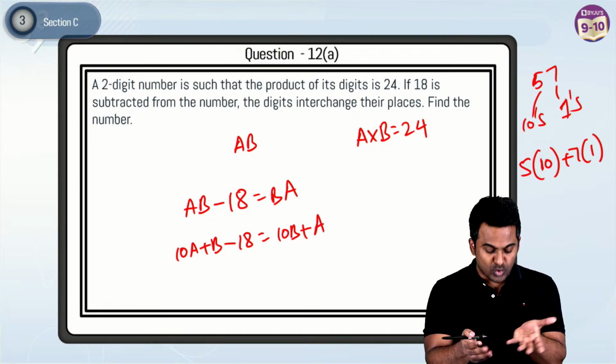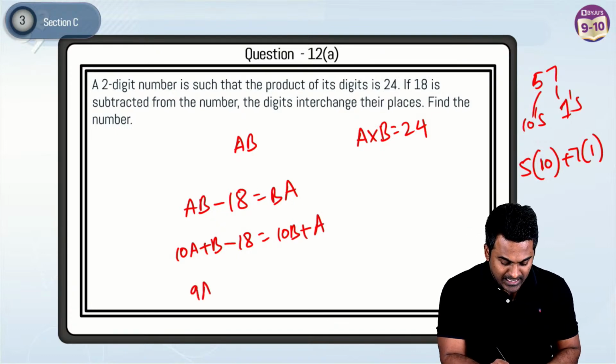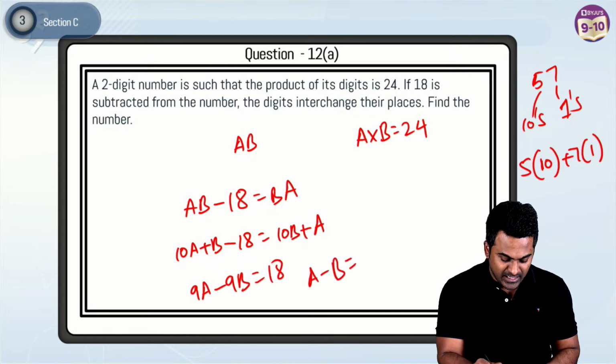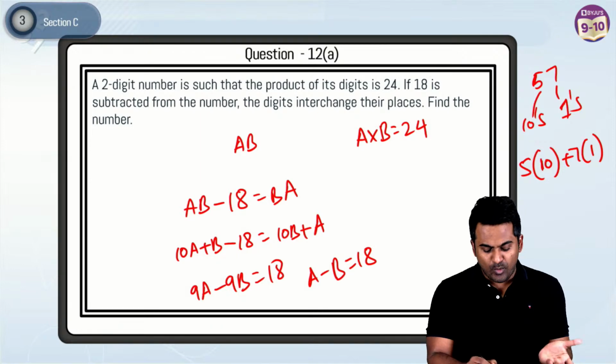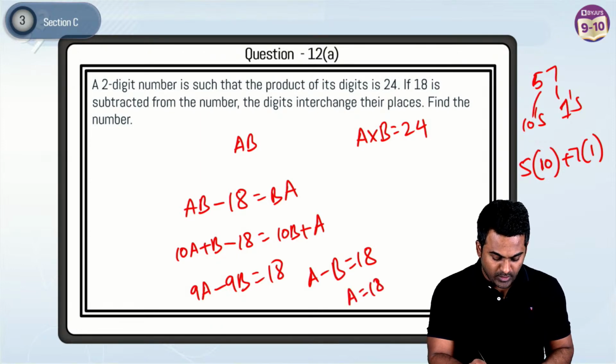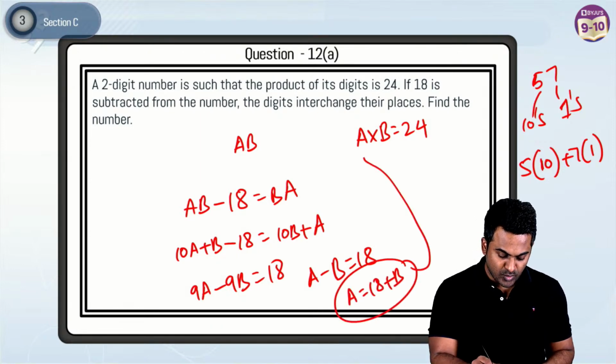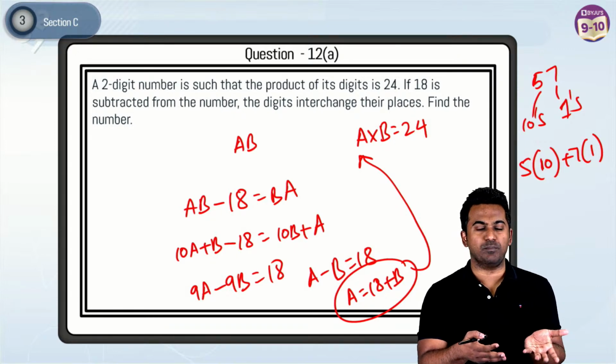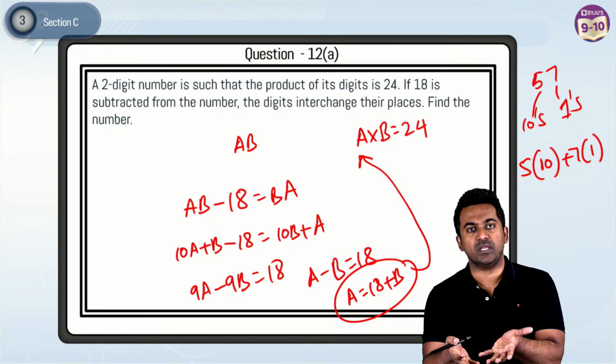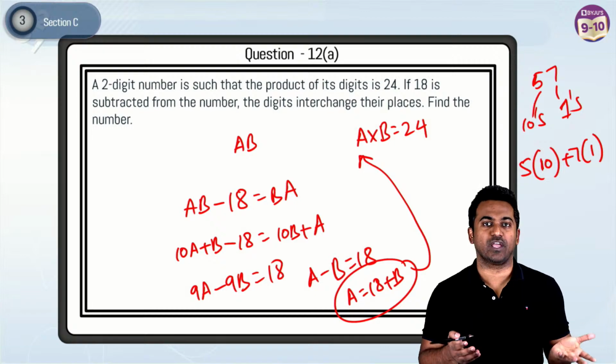Get the a's and the b's together. This is going to be 9a minus 9b is equal to 18, and what you're getting is a minus b is equal to 2. Now what you can do is a is equal to what? 2 plus b. Substitute this here, you will get an equation in b, solve it out, you will find the value of b, substitute the b back, and you will figure out the value of a.